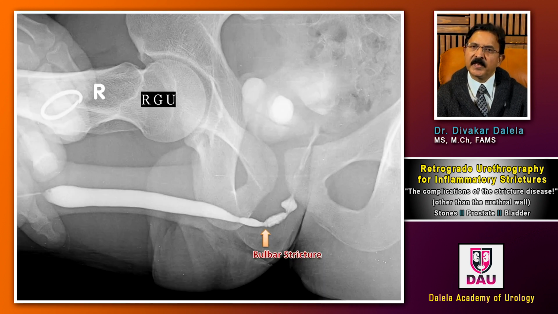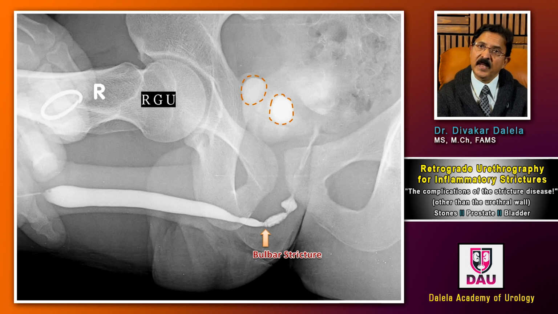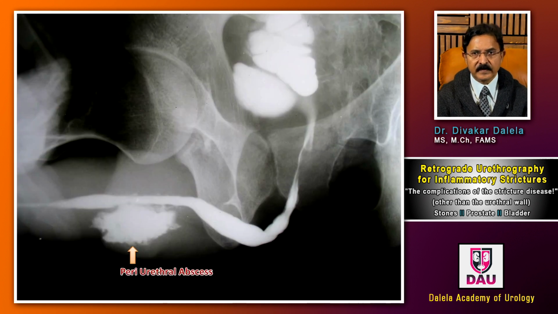Let's look at this picture, which is a retrograde urethrogram film showing you some bulbar strictures. And if I were to ask you what is wrong in the bladder, what are these two cavities in the bladder where contrast has pooled? Obviously, there are two small bladder diverticula which are developing in this patient because of long-standing bladder outflow obstruction by stricture. Right? So bladder diverticulum formation is a complication of stricture disease which is visible to you in this film.